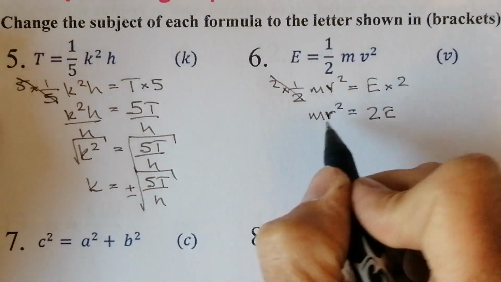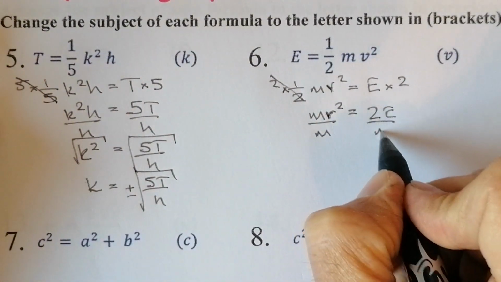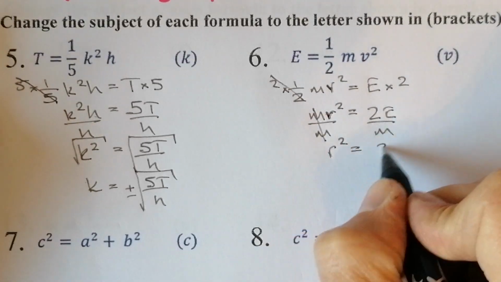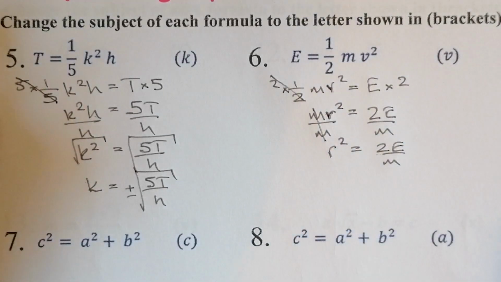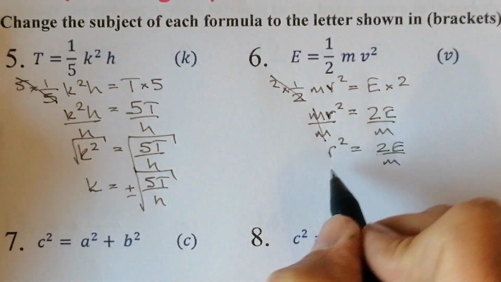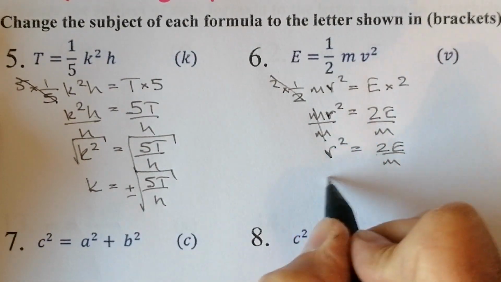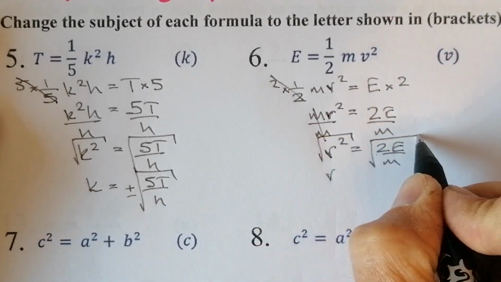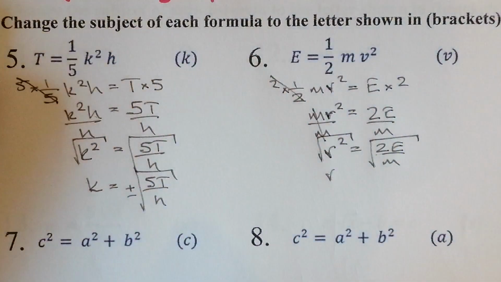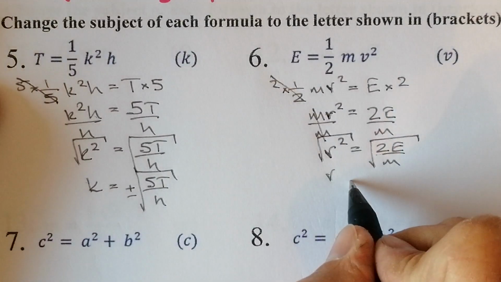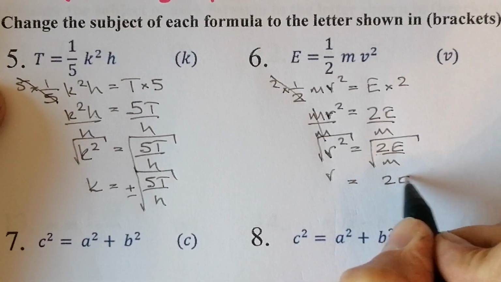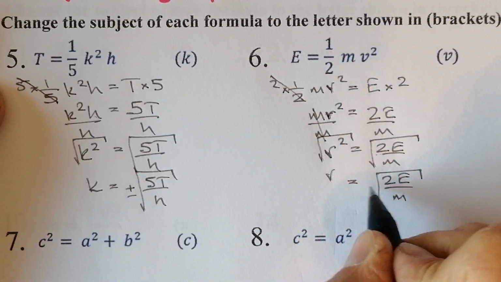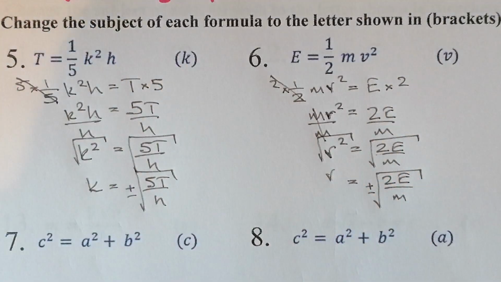Okay. I'm going to divide both sides by m to remove the m. So they'll eliminate. That leaves me with v squared is equal to 2e over m. And then I'll take the square root because I don't want it squared. So I want the v squared just to be a v. So square root that, square root that. So same as the left side as I do to the right. So v is going to be equal to 2e all over m, square root sign over everything, and remember a positive and a negative. Okay.